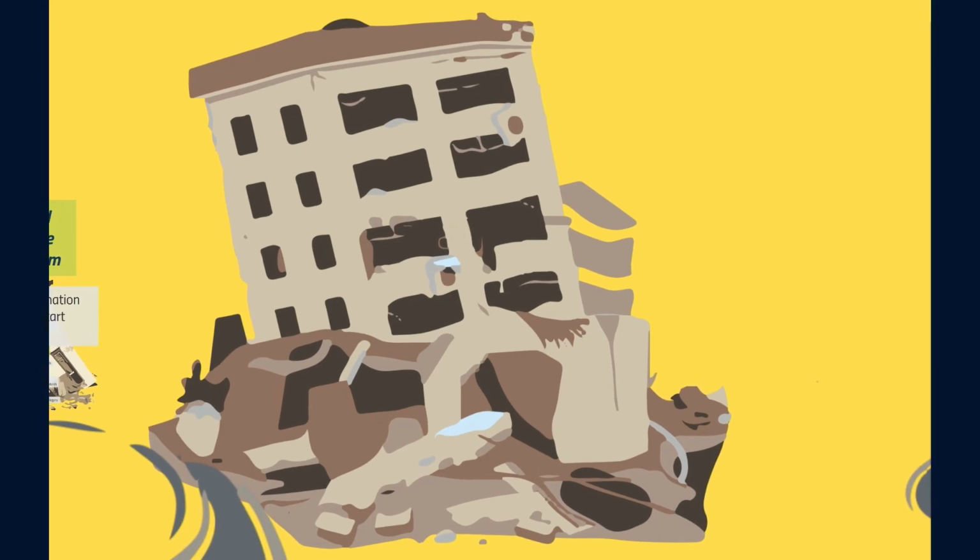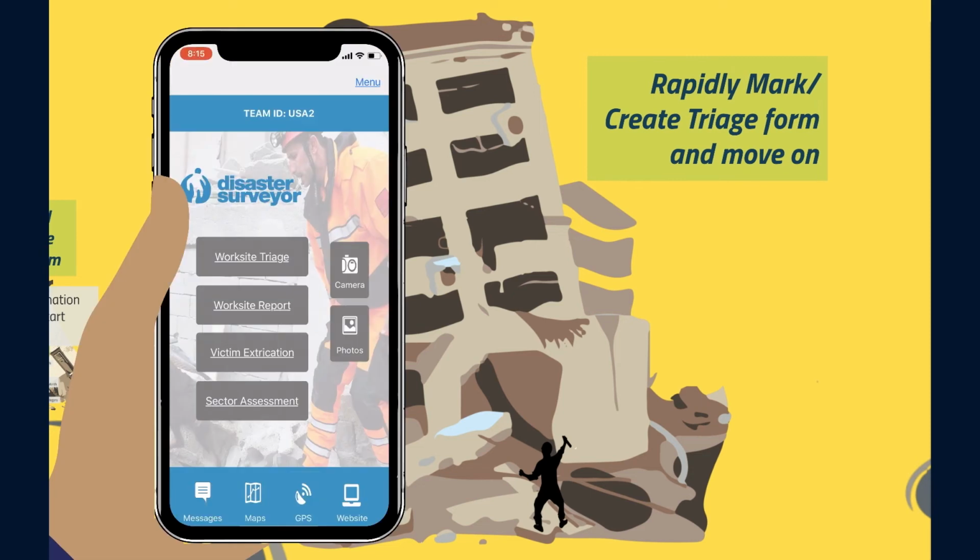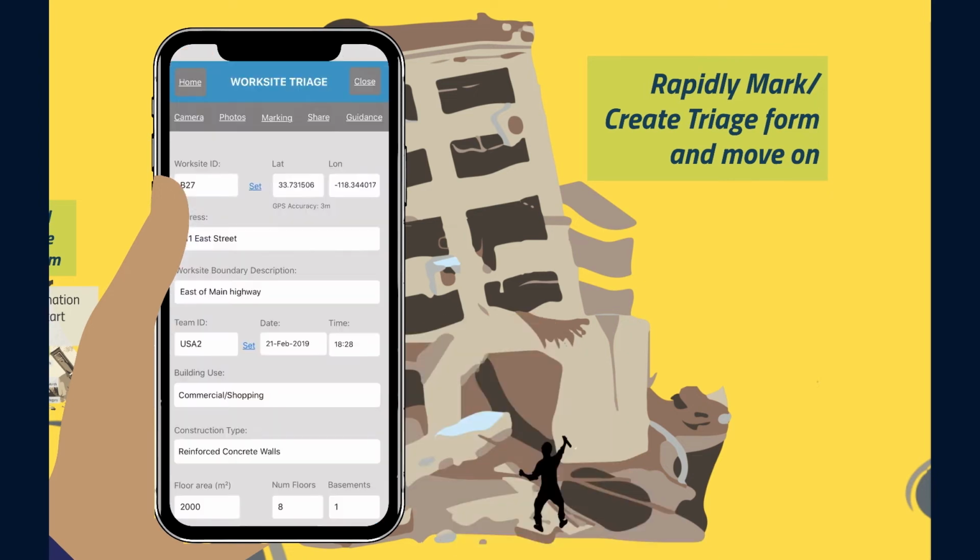So we're ready to move on. Come upon this building. This is going to be a heavy type building. We're going to mark it, and we're going to create a triage form and try to get moving on as quickly as possible. So I'm going to start the triage form. We're going to go ahead and put it together, and this is obviously a category B.